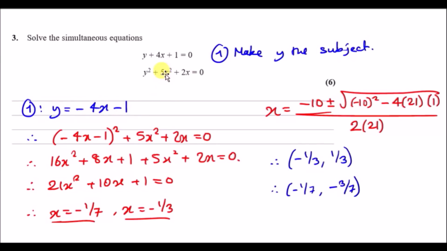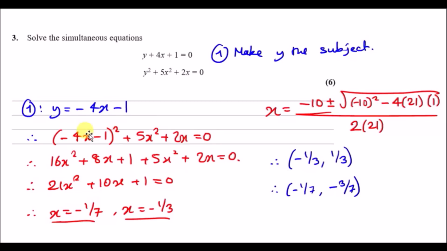And then substitute this into y squared here, so you're going to get minus 4x minus 1 all to the power of 2, because it's squared. And then you copy out the rest of the equation like normal. Now be careful how you expand this one. Remember, this means there's 2 brackets, so it's minus 4x minus 1 times minus 4x minus 1.